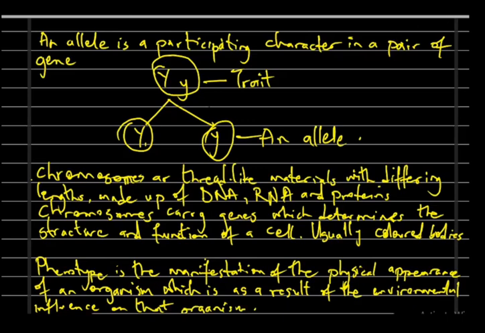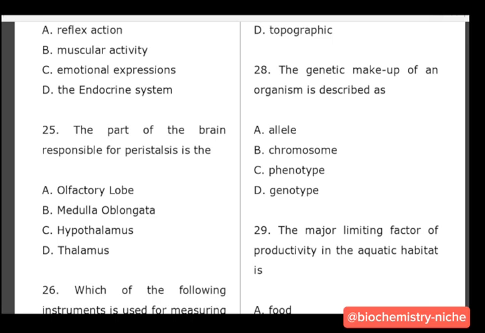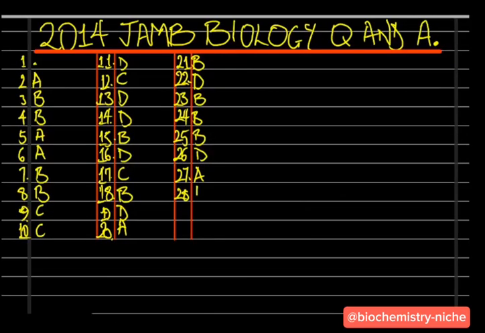So allele, we can see what an allele is here. It is just a split up of what we refer to as the traits. Then we have the chromosomes as well as the phenotype. So the answer to our question there, according to this question here, we have it to be the genotype. The genetic makeup of an organism is described as the genotype. That is option D. And then we move to question 29.